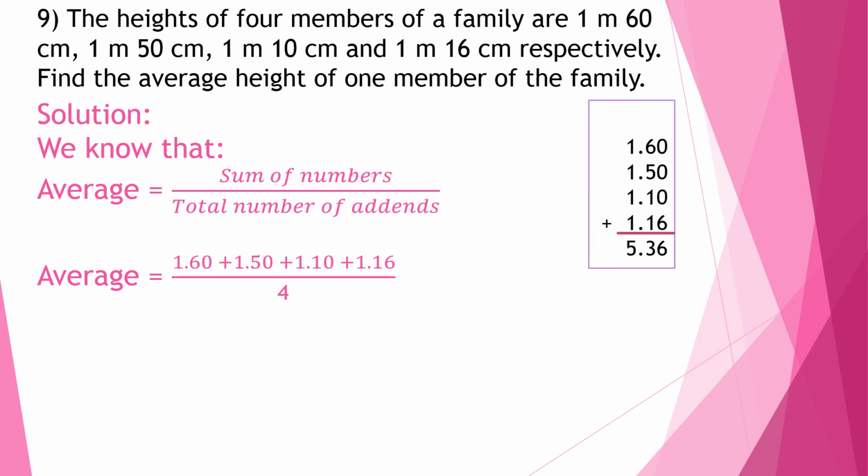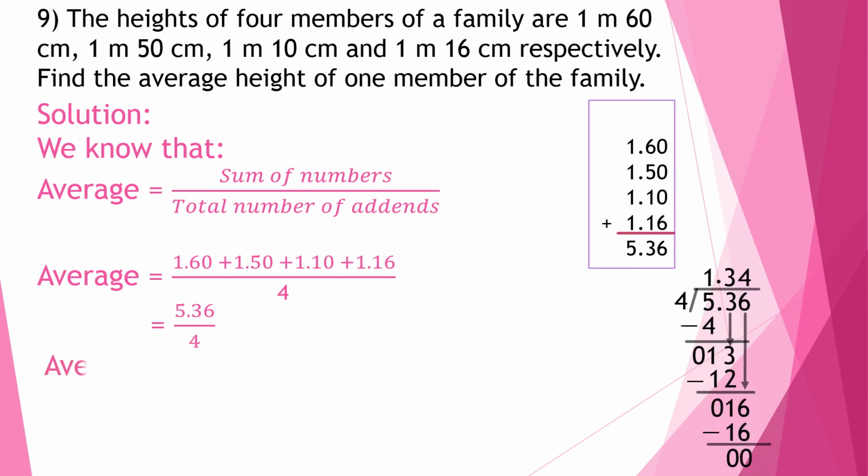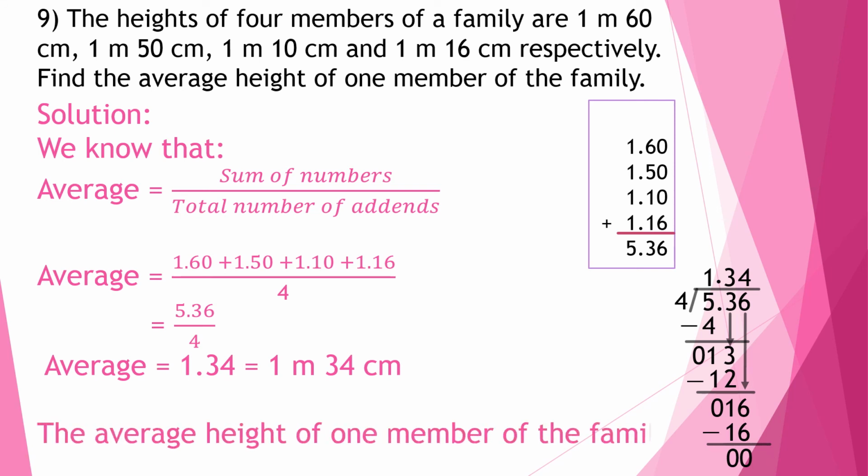Now do the addition. We get 5.36 divided by 4. If we divide 5.36 by 4, we get 1.34. That means 1 meter 34 centimeter. So the average height of one member of the family is 1 meter 34 centimeter.